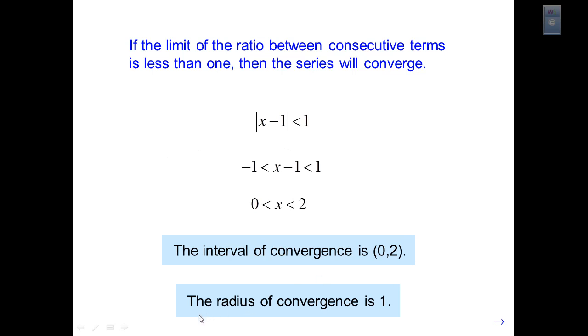And in this case, the radius of convergence is 1. The distance from one end of the interval to the other is 2. Cut that in half. That's your radius.